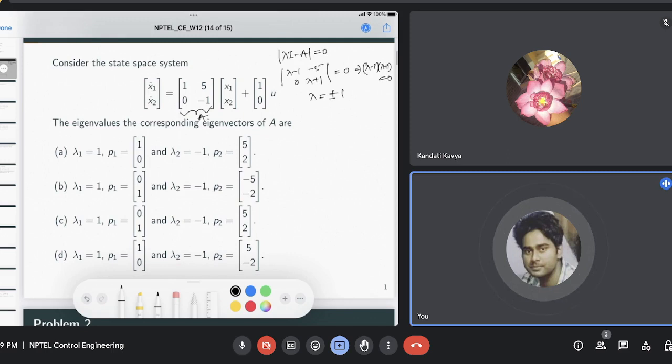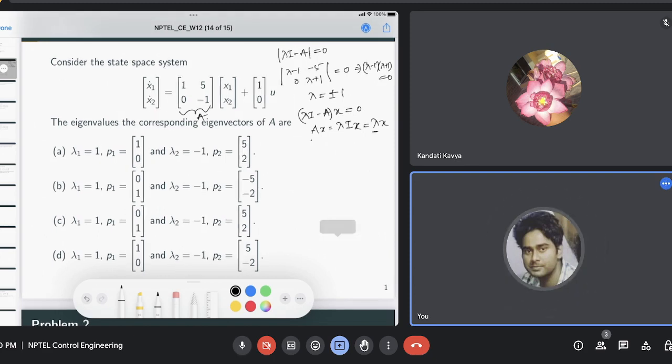Then to find the eigenvector, we see which vectors satisfy Ax equals lambda I x, or I can also write it as lambda x. Here lambda are the eigenvalues, and for each eigenvalue we compute the eigenvector. This eigenvector may not be unique, but it will be a scalar multiple of the basic vector. We just have to find one vector, and any scalar multiple of that vector will be an eigenvector.